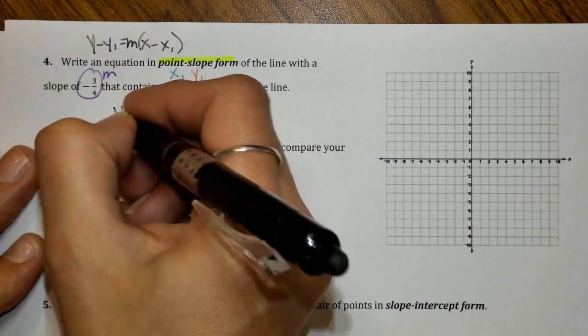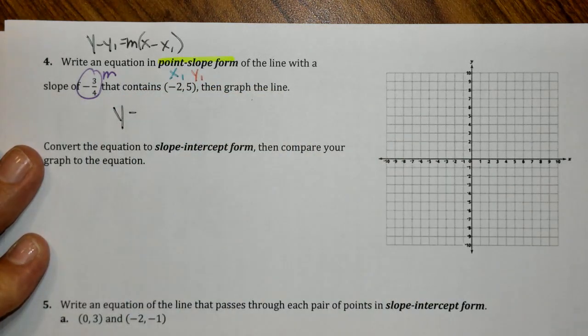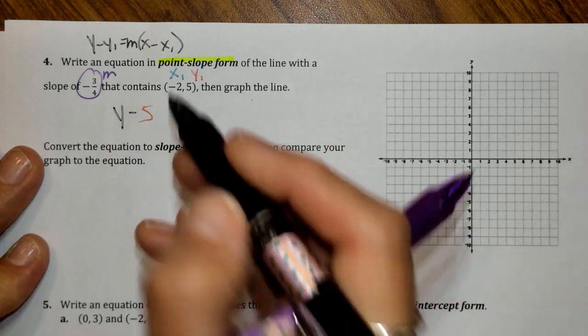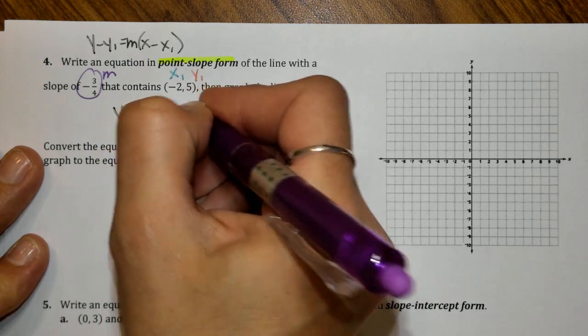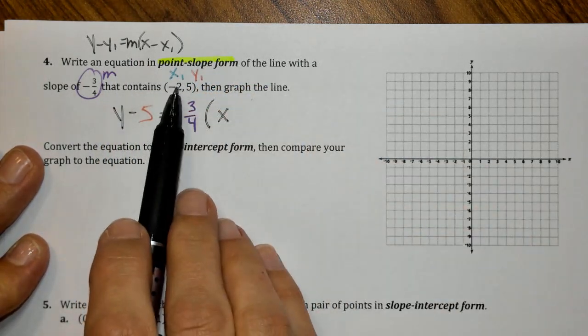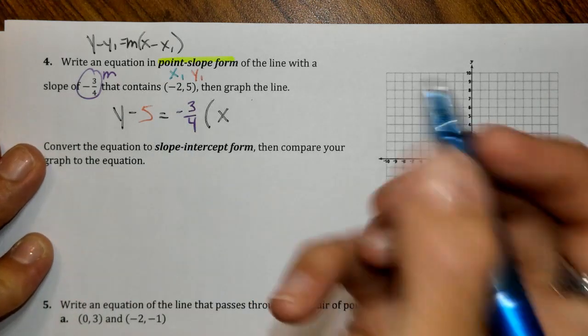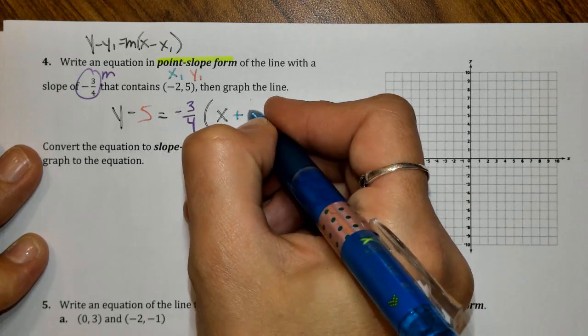So here we go. Y minus our y1, so -5, will all be equal to m, our slope of -3/4, parentheses, we have x minus our x1. So minus that negative is going to be minus the negative, turn into a plus.